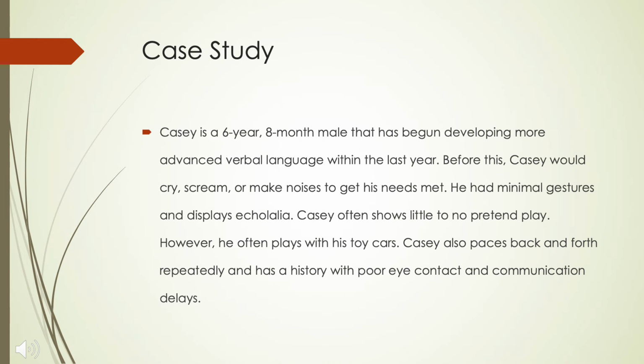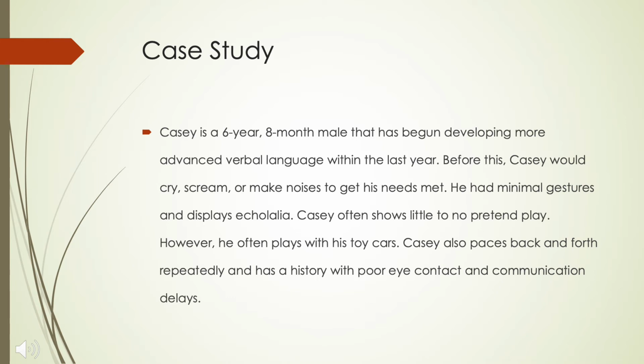Now we're going to take a look at the case study of a child who may or may not be autistic. Casey is a 6-year, 8-month old male child that has begun developing more advanced verbal language within the last year. However, before this time, Casey would scream, cry, and make noises in order to get what he wanted or needed. He had minimal gestures and would often display echolalia and little to no pretend play.